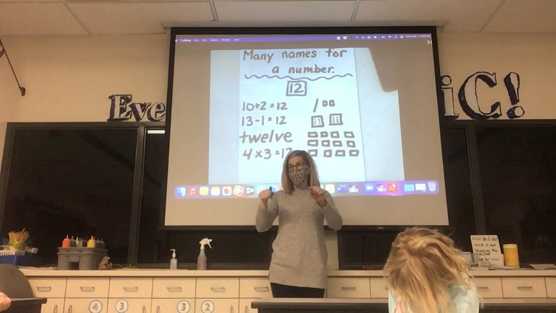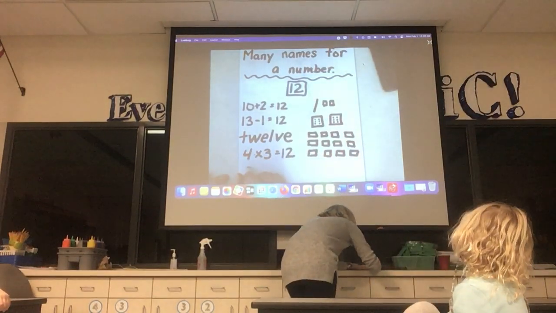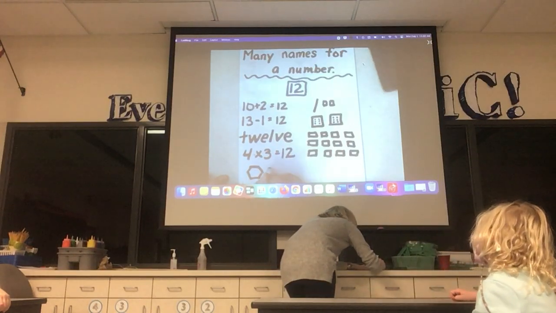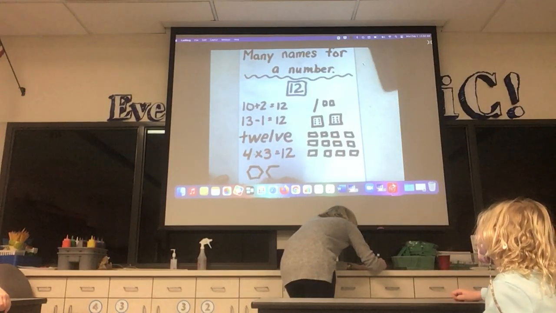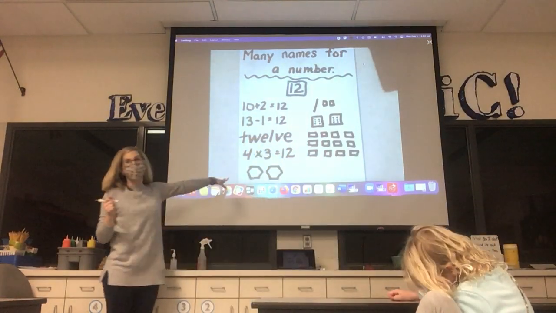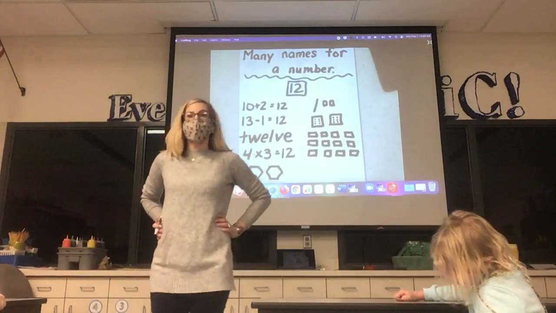And how many sides does a hexagon have? So if I do 2 of those, so 1, 2, 3, 4, 5, 6. 1, 2, 3, 4, 5, 6. Could that be 12? Yeah, absolutely. Deacon, did you think of another way?